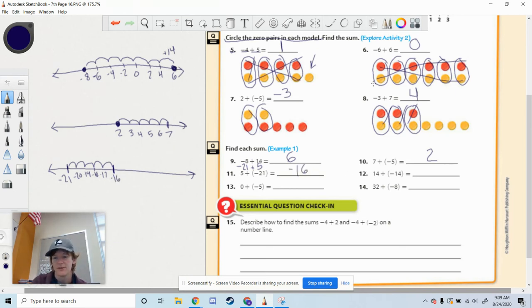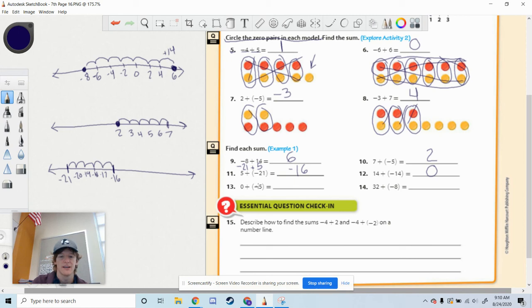This one's really similar to number 6. We have 14 plus negative 14. If we were to use counters, it would look a lot like this one on number 6, and we would end up with all 0 pairs. So it's 0 with nothing remaining.